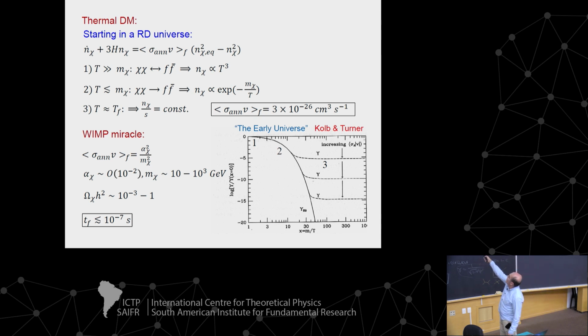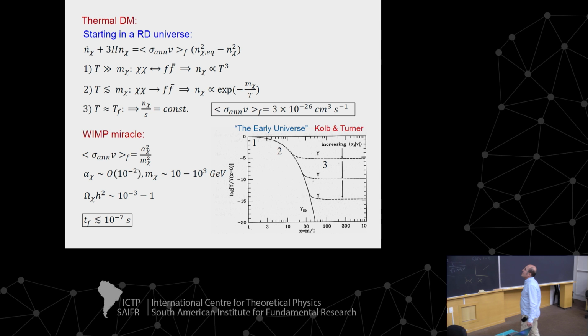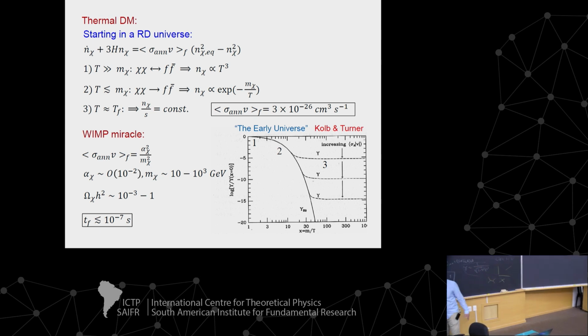And in order to get the correct abundance, this is the nominal value for the annihilation rate that is needed. If we make a simple parameterization of the annihilation rate, then we get to the WIMP miracle. So these two numbers are the important ones, because for typical WIMP masses, freeze-out happens about 10 to the minus 7 seconds, or earlier than that, after the Big Bang.